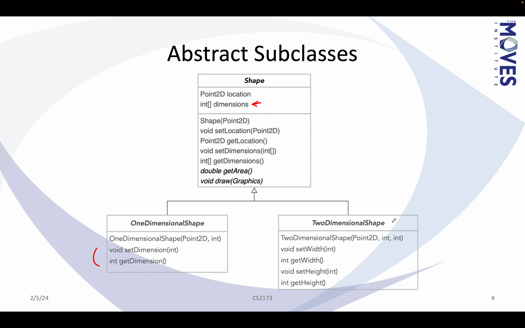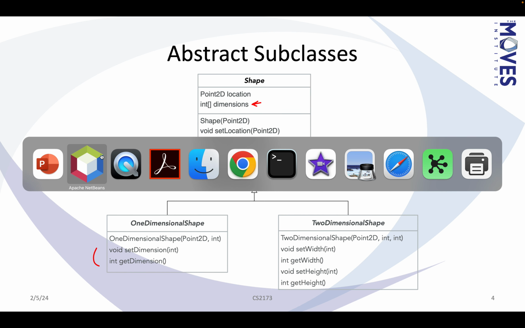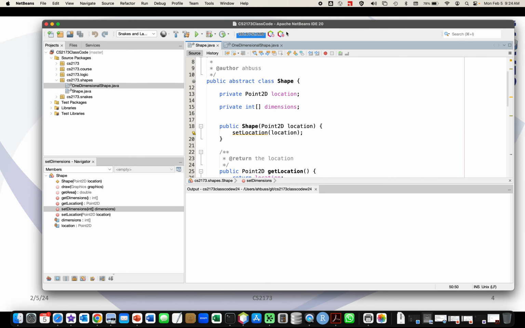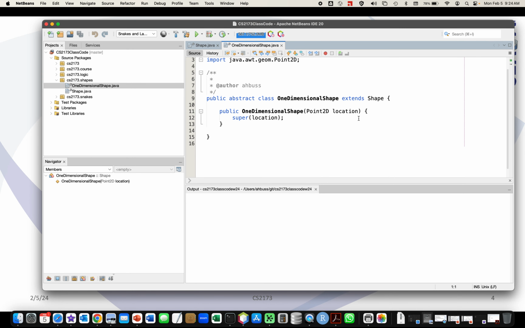Similarly, for a two-dimensional shape, the important quantities are width and height. So I have added a setter and getter for the width and the height, and just as with the one-dimensional shape, those are going to be just grabbed from the dimension array in the superclass. So I think I started this last time.